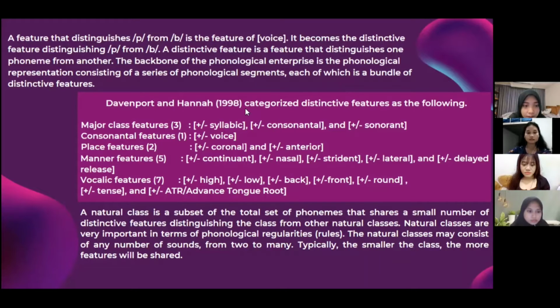A natural class is a subset of the total set of phonemes that share a small number of distinctive features distinguishing the class from other natural classes. Natural classes are very important in terms of phonological regularities or rules. The natural classes may consist of any number of sounds from 2 to many. Typically, the smaller the class, the more features will be shared.